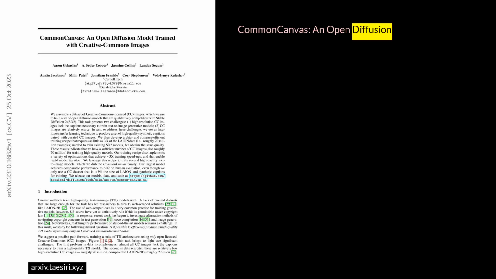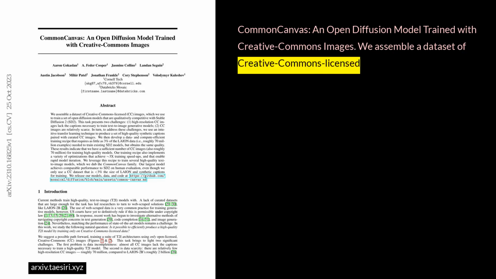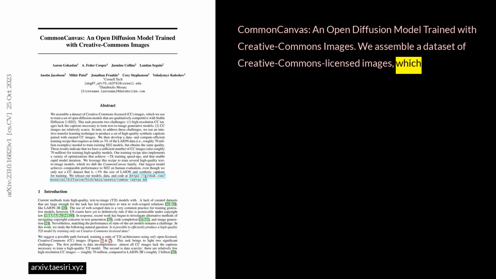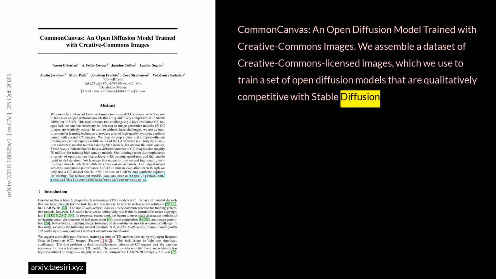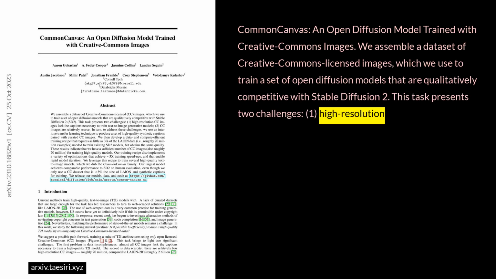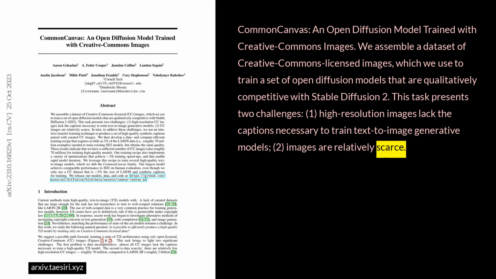CommonCanvas, an open diffusion model trained with Creative Commons images. We assemble a dataset of Creative Commons licensed images, which we use to train a set of open diffusion models that are qualitatively competitive with Stable Diffusion 2. This task presents two challenges. 1. High-resolution images lack the captions necessary to train text-to-image generative models. 2. Images are relatively scarce.